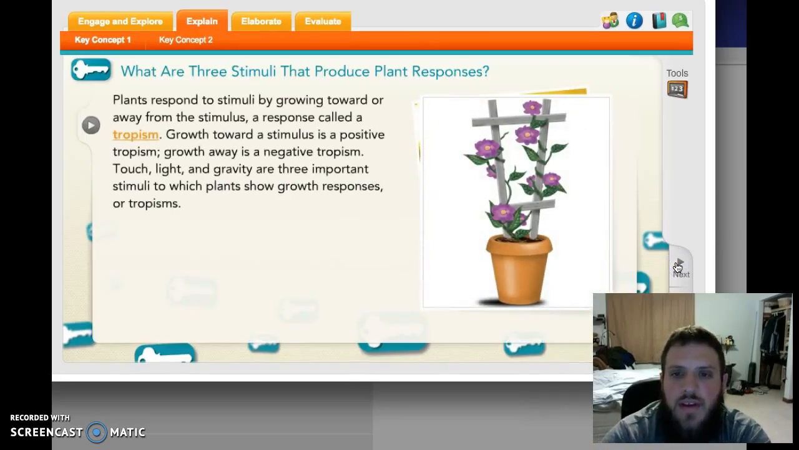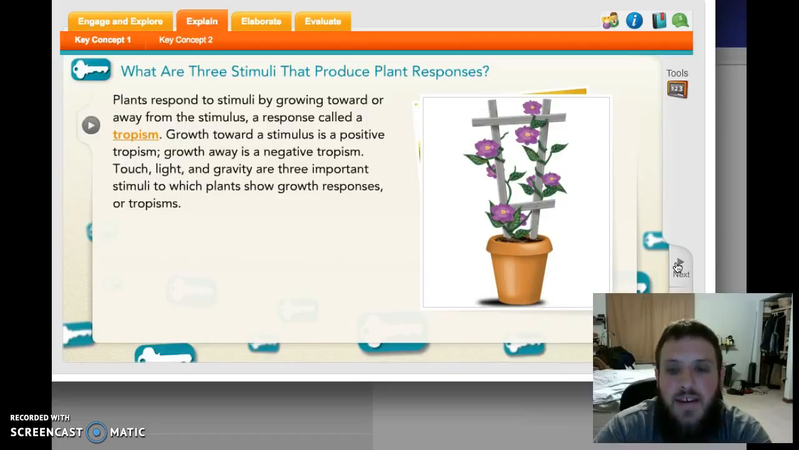So, there are three stimuli that plants respond to. They call this response to stimulus a tropism. Tropism is essentially something happens, the reaction is a tropism. Growth towards a stimulus, so movement towards a stimulus, is a positive tropism, whereas movement away from a stimulus is a negative tropism. For instance, you may be positively trophic to Takis, but you may be negatively trophic to broccoli. That's all. I don't know if that's true for you.